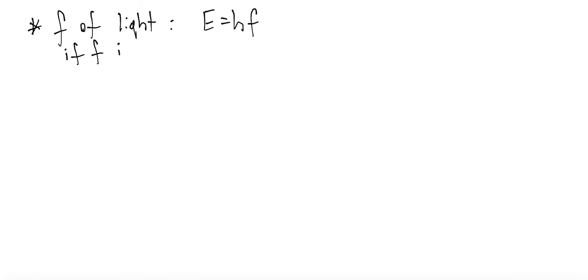So let's look. We have two parameters of light. Frequency of light means energy. So if the frequency is too small, then what happens? Then the energy is too small.